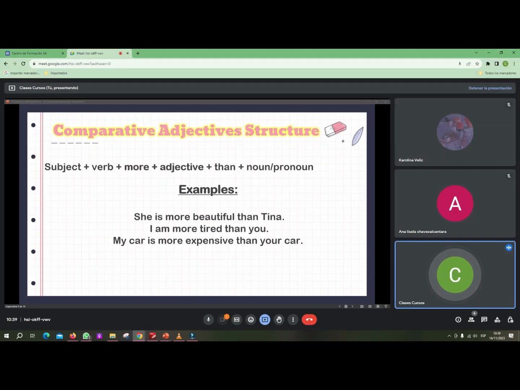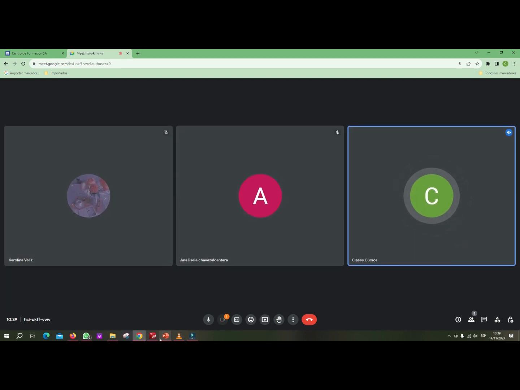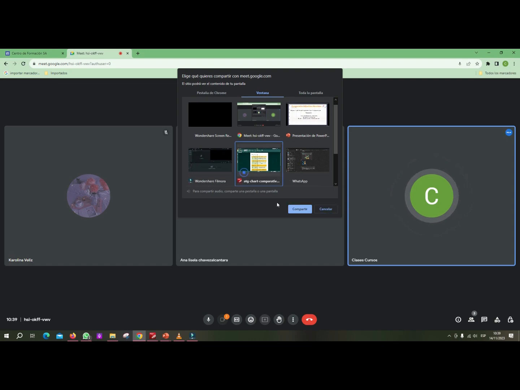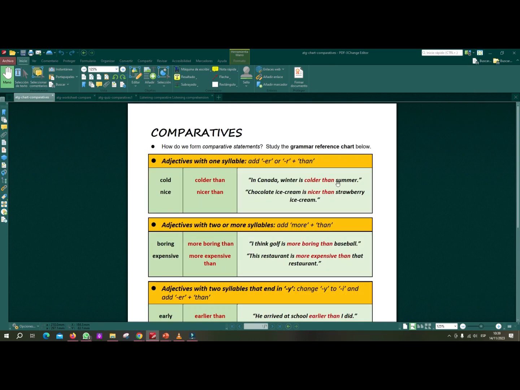So now we're going to do the first exercise. But I guess I will explain you a little bit about some rules again, right? That will be like a review first, right? So here you have this. Comparatives. How do we use or how do we find the comparative statements? Study the grammar reference chart below.